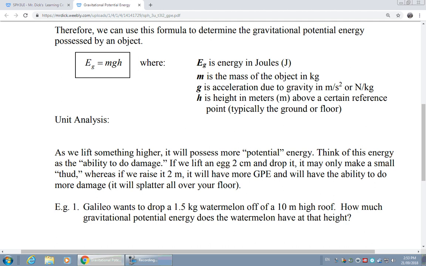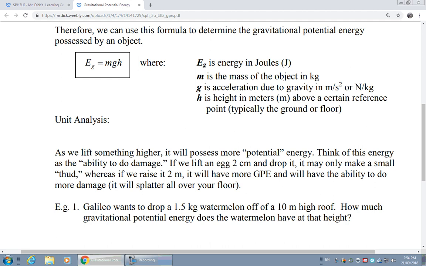So remember, Eg is energy, so we'll measure it in joules. m is just mass, which needs to be in kilograms. g is our same old acceleration due to gravity, so approximately 9.8 here on Earth, and it's in meters per second squared, or newtons per kilogram.